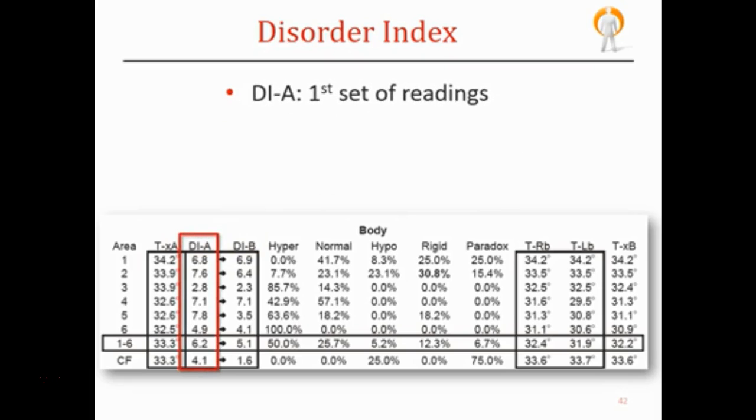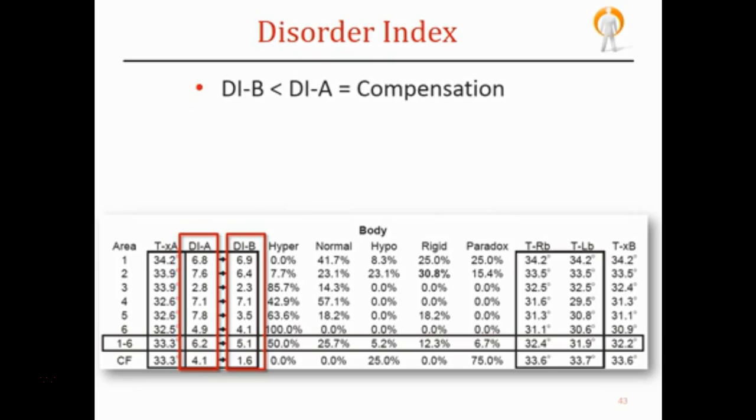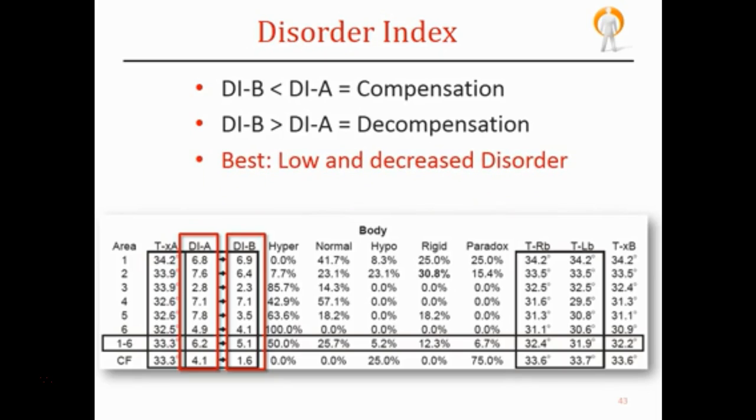DIA signifies the disorder index for the first set of temperature readings in each region, and DIB signifies the disorder index for the second set of readings in each region. If DIB is lower than DIA, then it shows compensation, and that reflects the area's ability to regulate appropriately in response to the stress stimulus. If DIB is higher than DIA, then the disorder has increased, which reflects decompensation and a weaker regulation capacity. Ideally, you want to see low disorder and you want it to decrease.